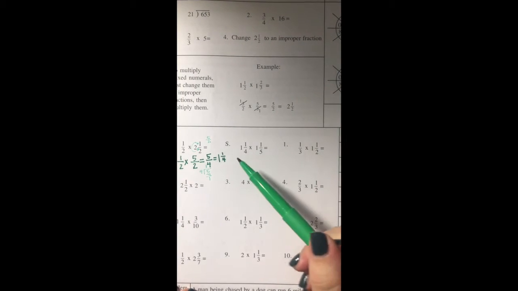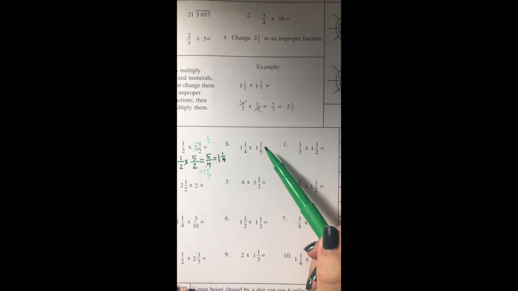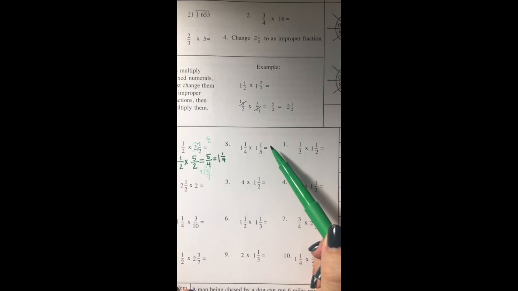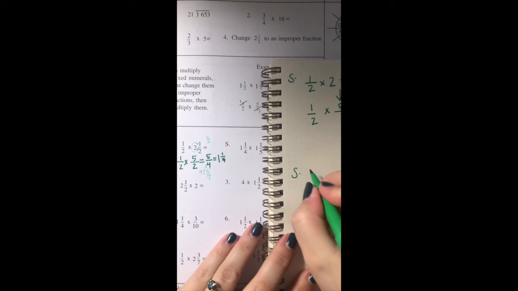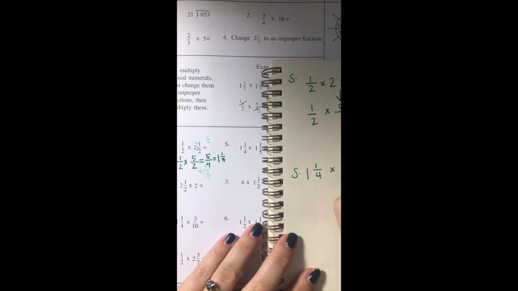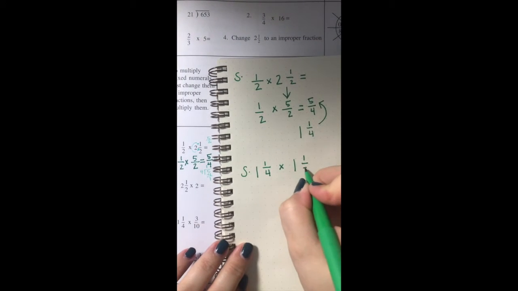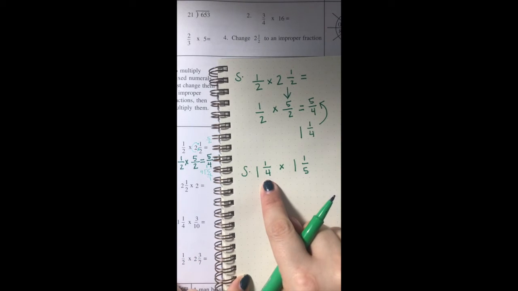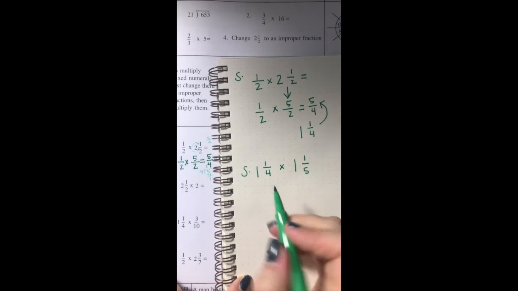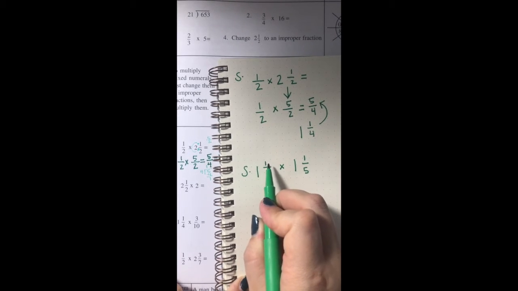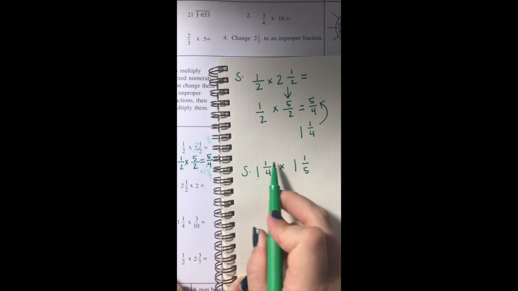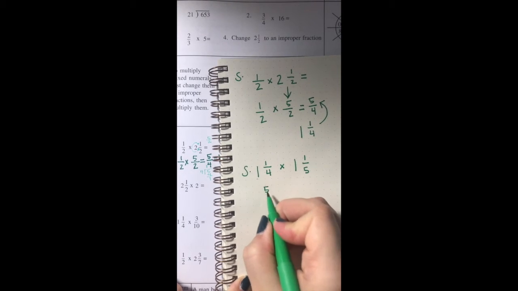And here for sample 2, we have 2 mixed numerals that we need to change into an improper fraction first. So let's do it here, a little larger and easier. So we're going to change 1 and 1/4 into an improper fraction. You're going to multiply the whole number by the denominator and add the numerator. So 1 times 4 is 4, plus 1 is 5. The denominator stays the same.